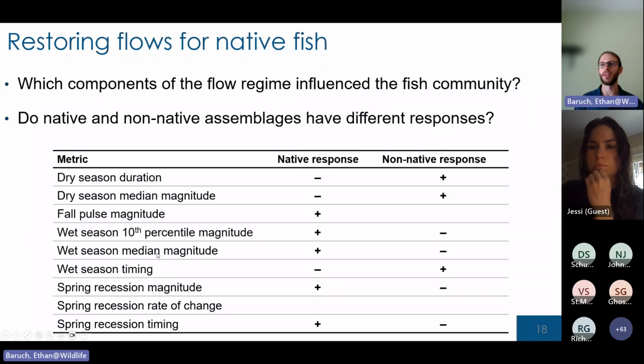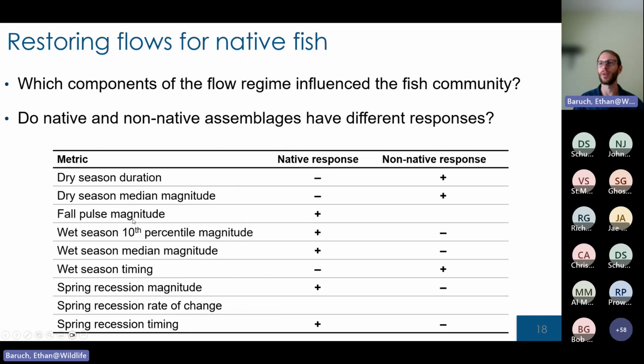If we go through all of these flow metrics that we looked at here, we can see, for example, this fall pulse magnitude, a greater magnitude of the fall pulse had a positive effect on the native fish community, but wasn't associated with any of the variation in the non-native fish community.